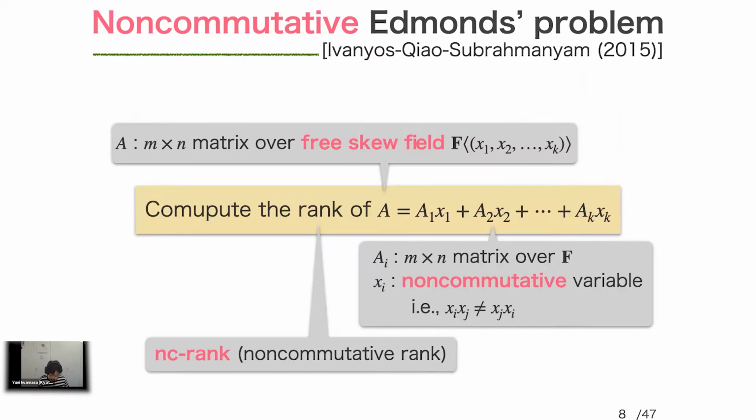The non-commutative Edmonds problem is the non-commutative version of Edmonds' problem, as its name states. The problem description is the same as Edmonds' problem, but in the non-commutative setting, variables are supposed to be non-commutative. That is, x_i x_j is different from x_j x_i. For such a matrix A, we can define the rank concept similarly by the inner rank of a matrix over a free skew field. We call it the NC rank, or non-commutative rank. Summarizing, the non-commutative Edmonds problem is the problem of computing the NC rank of this symbolic matrix.